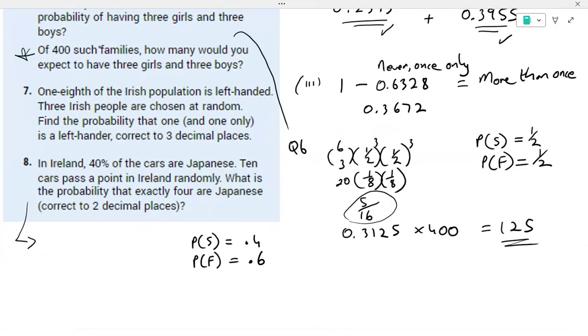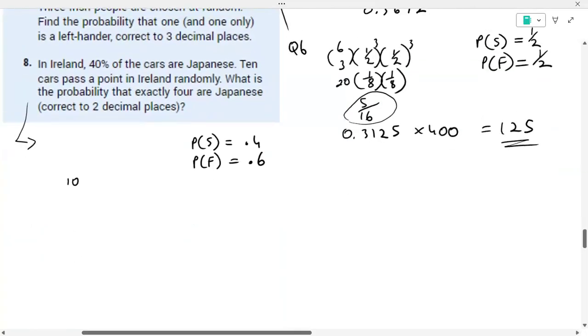Okay, 10 pass. So we're talking 10 cars pass a point in Ireland randomly. What is the probability that exactly 4 are Japanese? So we do 10 choose 4. Success is 0.4. Failure is 0.6. Copy your formula from page 33. The 4 goes there, the 6 goes there, and then we just pop it into our calculator.